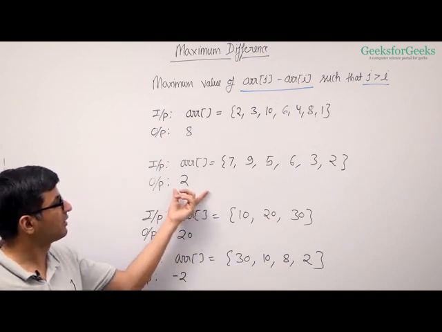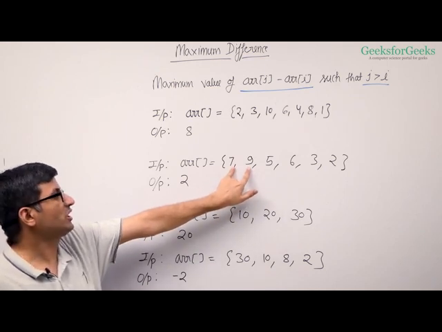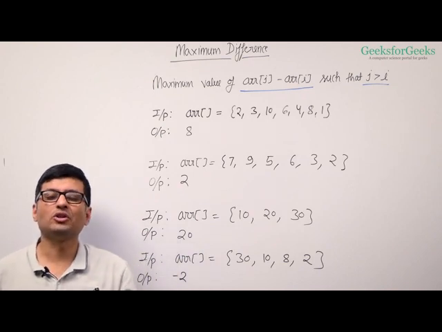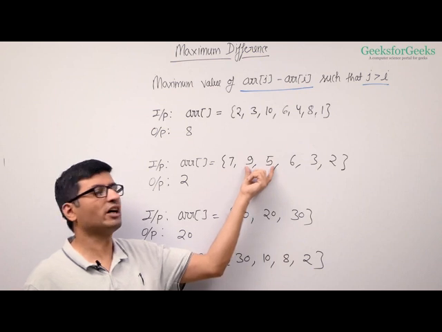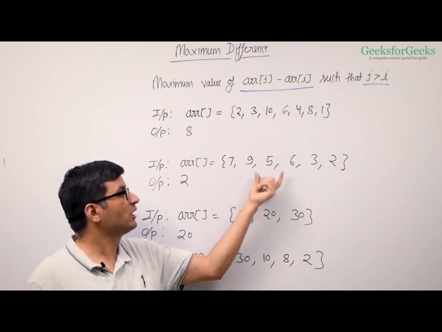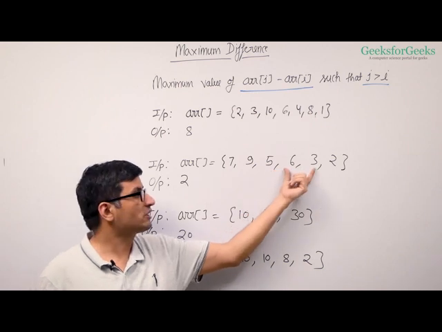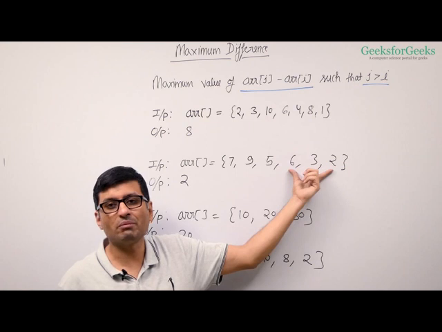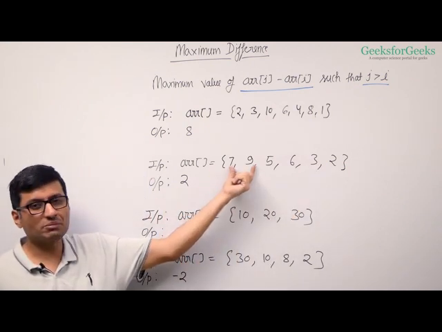Let's see this example. This is the pair which is giving us the maximum result, which is 2. If you consider any other pair, you are going to get a lesser value. For example, if you see 5 and 9, you are going to get minus 4. If you consider 6 and 5, you are going to get 1. 6 and 3, you are going to get minus 3. 6 and 2, you are going to get minus 4. So our result is 2, which we get from this pair.